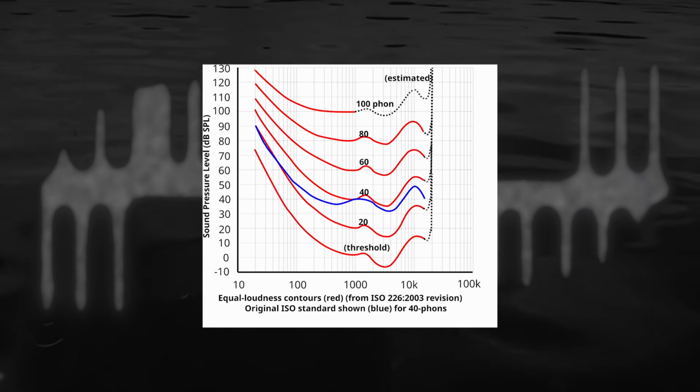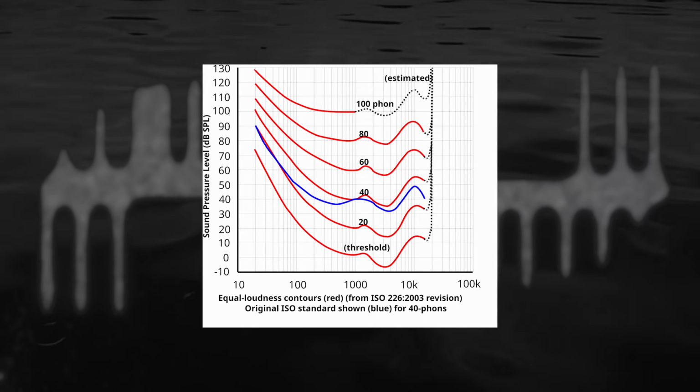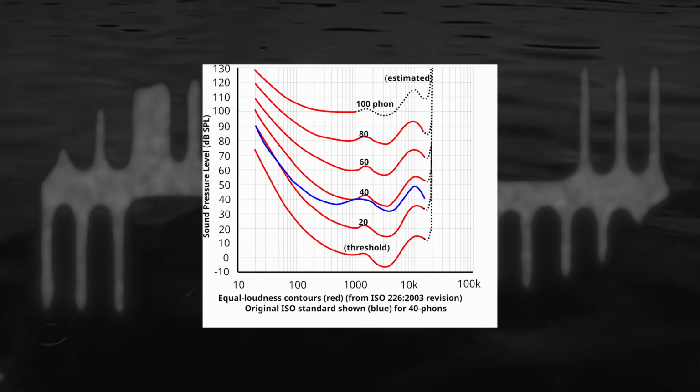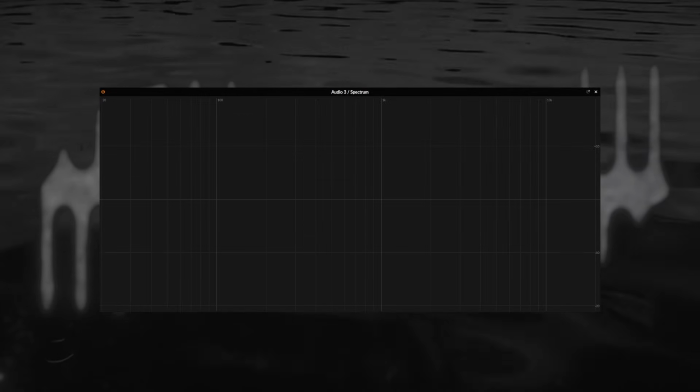Our hearing is far more sensitive around 2k, while towards the top and bottom you need to add a lot more gain to the sounds for people to judge them as the same loudness. So to approximately match their loudness we'll need to turn sound A up quite a bit.